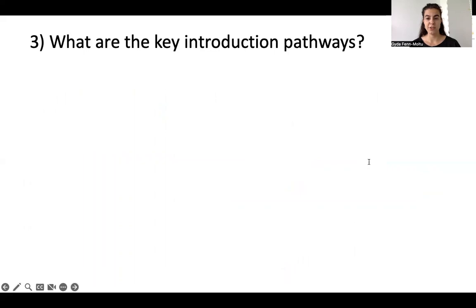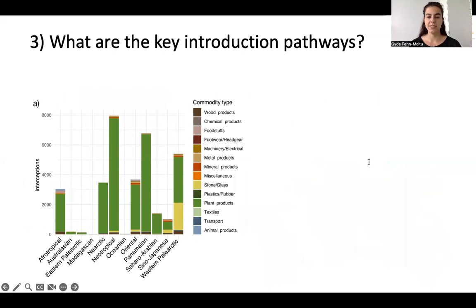Managing invasions efficiently starts with their introduction pathways. The earlier in the process you intervene, the more efficient it is. So how are our predators and parasitoids being transported? Overall, these accidental biocontrol insects were associated with 14 different broad types of commodities. But similarly, for most other insects, most of the interceptions were with various plant products, shown here in green.